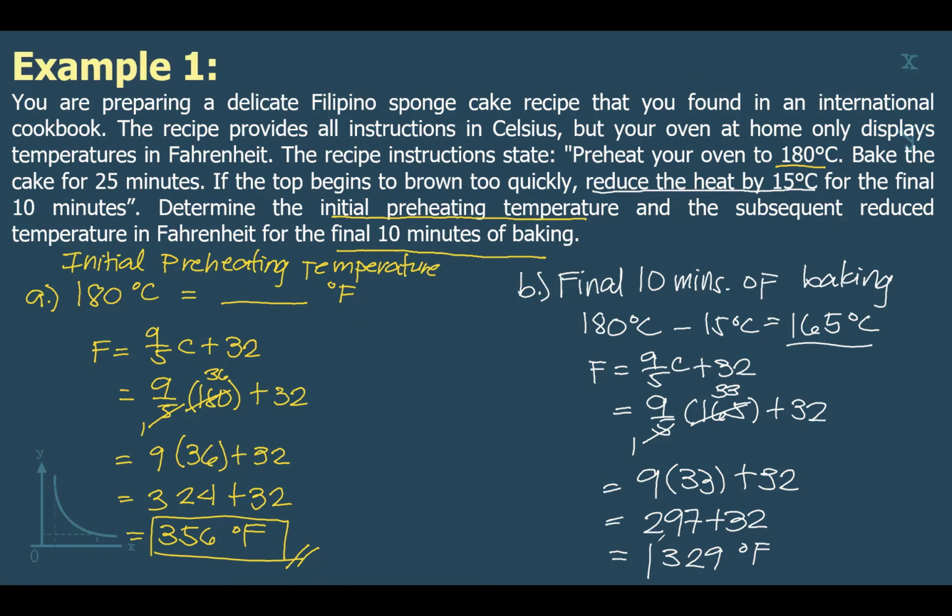So these are our answers. So initially, mag-start tayo ng baking at 356 degrees Fahrenheit, pero babawasan natin siya sa last 10 minutes to 329 degrees Fahrenheit.